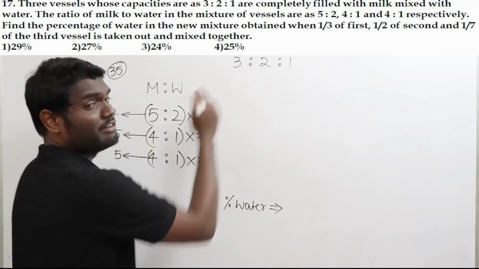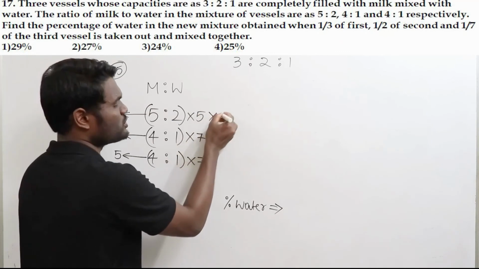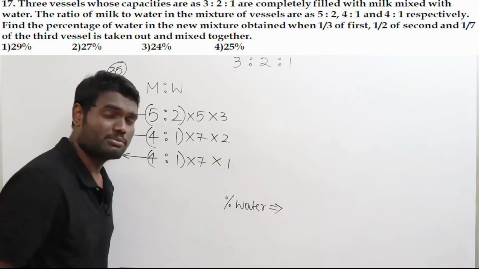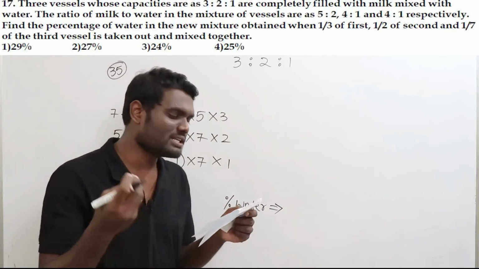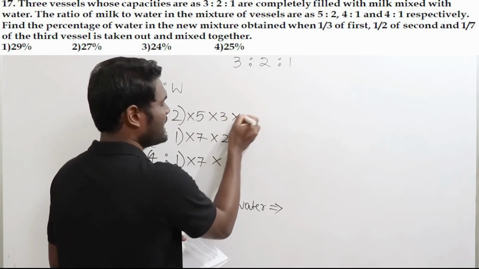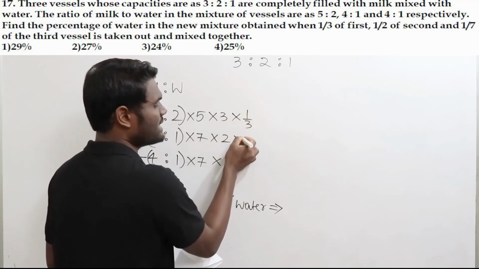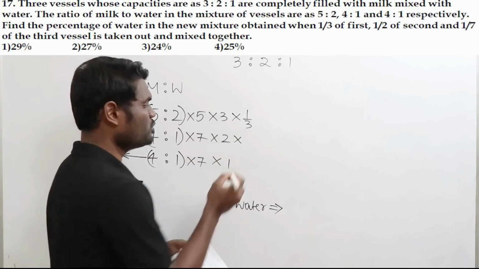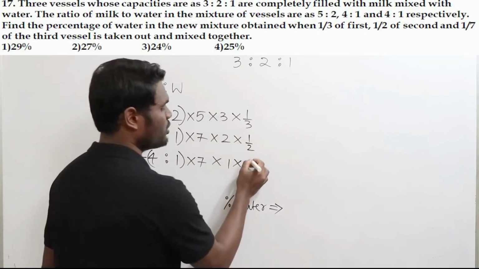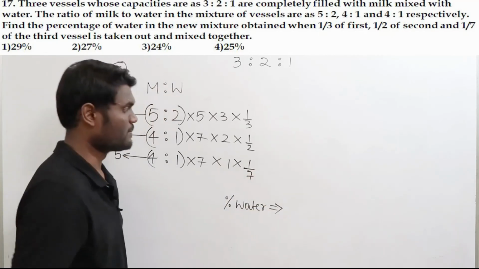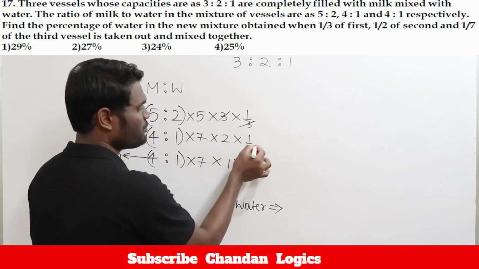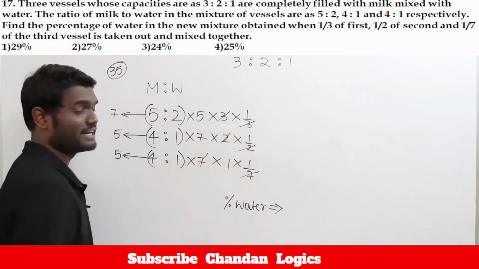Now if you observe here, they were mixed in the ratio 3:2:1. And the question says that 1/3 of the quantity is taken from the first one, 1/2 is taken from the second one, and 1/7 is taken from the third vessel. So if it is going to cancel, you can cancel those numbers. So 3 and 3 get cancelled, 2 and 2 get cancelled, 7 and 7 get cancelled.